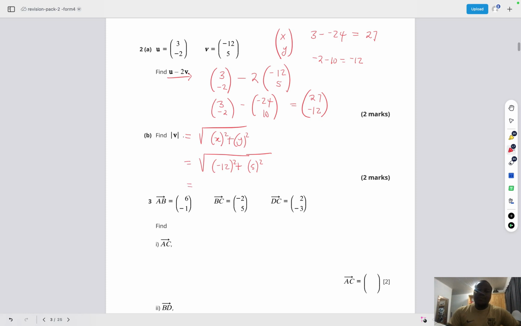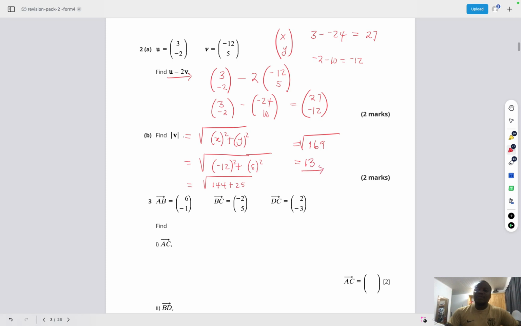So we have a situation here where we're dealing with the square root of 144 plus 25. So we need to know what 144 plus 25 is, which gives us 169. So we've got the square root of 169, which should be a common square root there. So the square root of 169 should be 13. So this gives us 13.